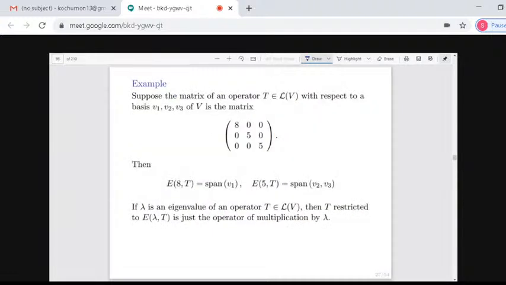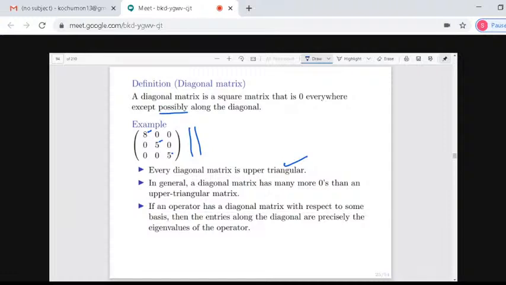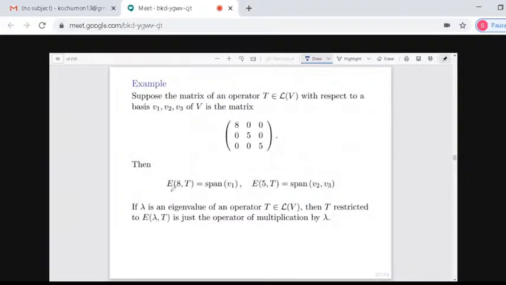And now an example again, the same example which we saw previously. So what is E8T? For this operator, 8 is an eigenvalue, as you know. The eigenspace corresponding to 8, denoted by E8T, is nothing but the span of V1. This is V1, this is V2, and this is V3. And E5T is generated by these two things, so E5T is the span of V2 and V3. This is the eigenspace corresponding to 8, and the eigenspace corresponding to 5. It is one dimensional here, and two dimensional here.